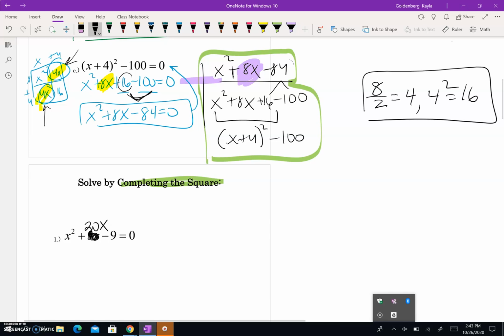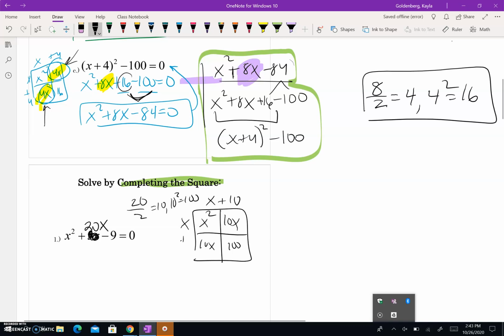So let's think about it. If I'm thinking about my square, the 20 gets divided by 2 into two 10x's. And then I have to take the 10 and square it to get 100. So this area model is going to look like x plus 10 times x plus 10. Okay, so I know I want it to look like this: 20x plus 100, right? Because that would create the x plus 10 squared.